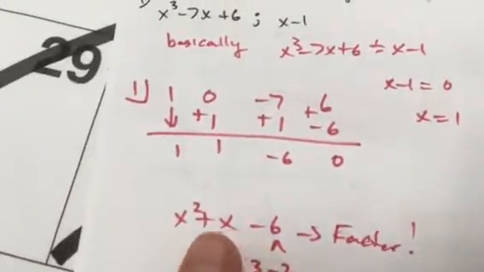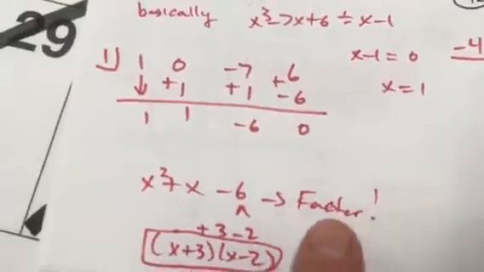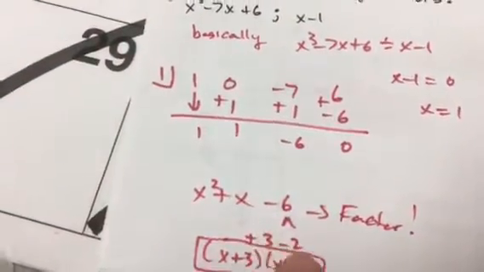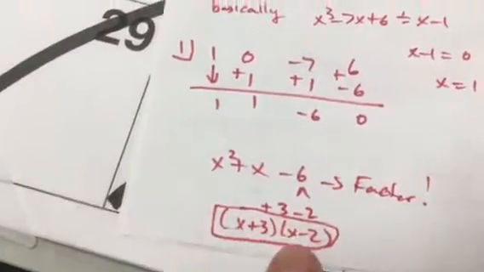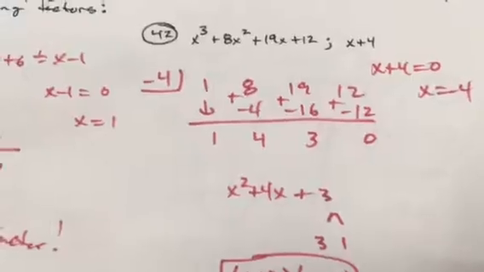So earlier you would have had x squared plus 1x minus 6. Guys, you have to factor this. What multiplies to 6? Because it's negative, differs by 1: 3 and negative 2, leaving you with x plus 3, x minus 2.